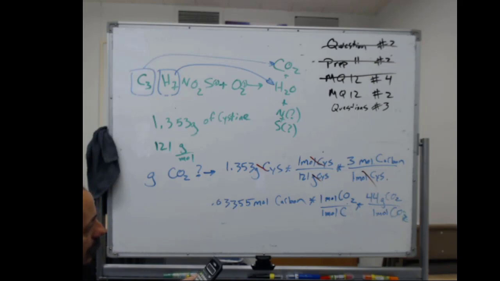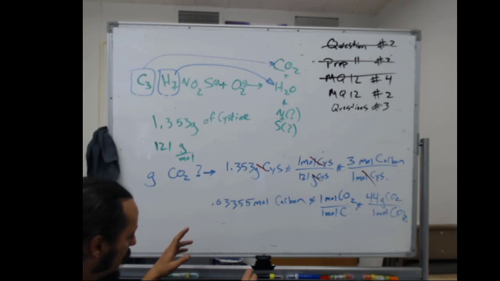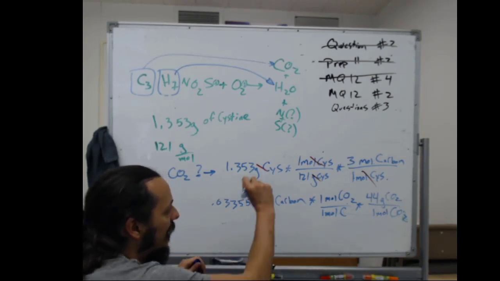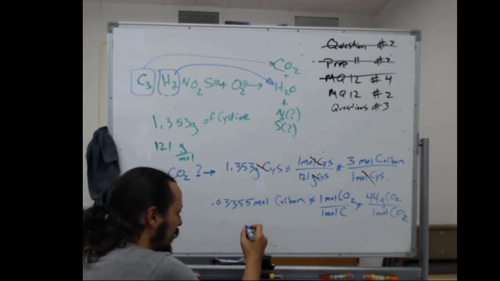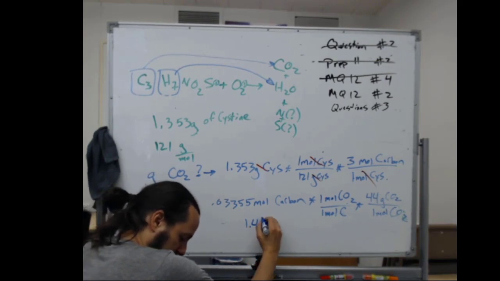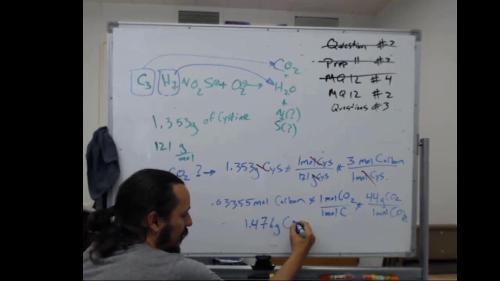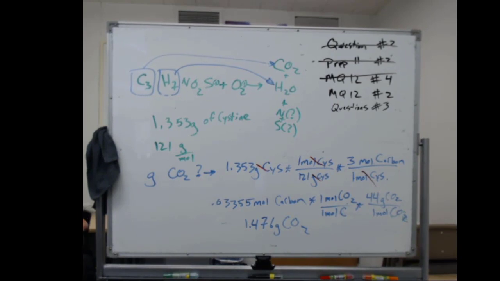5 times 44. So if I didn't mess up any of my little mathematics, we should get something on the order, at least for my numbers, of 1.476 grams of CO2.